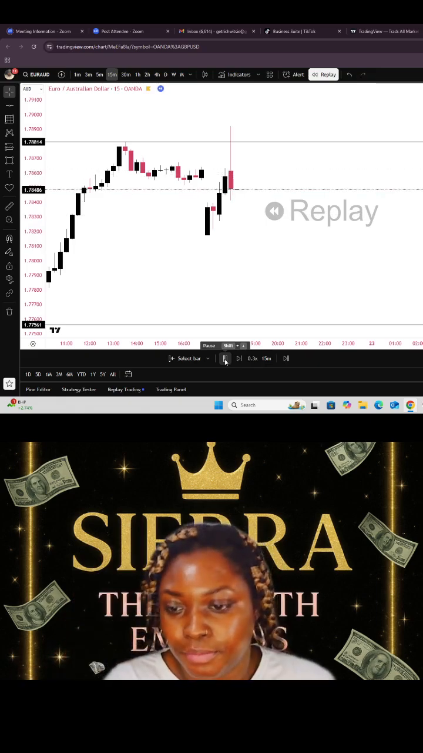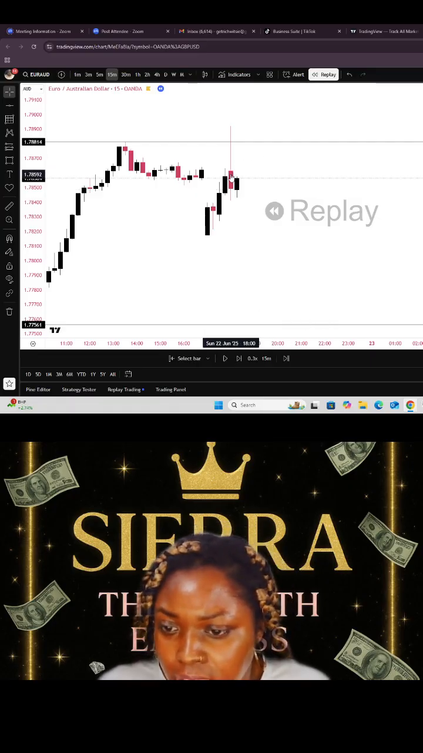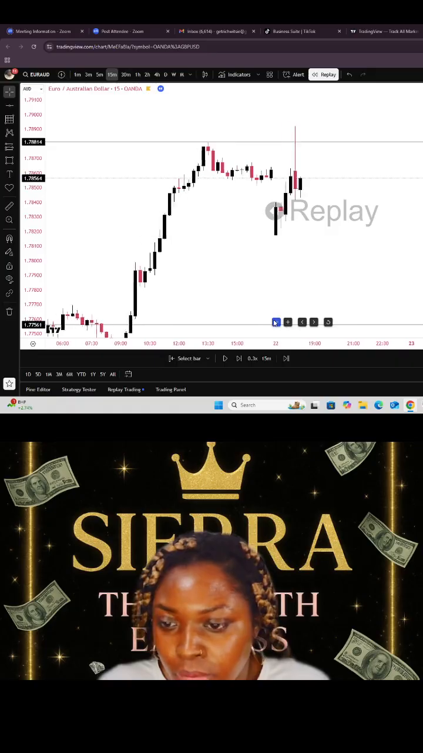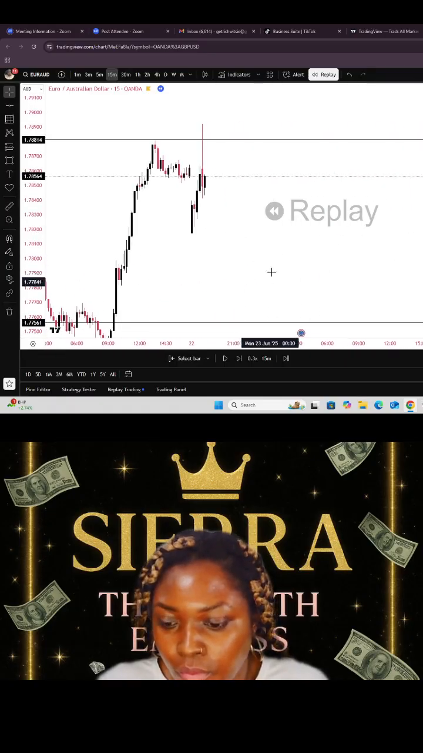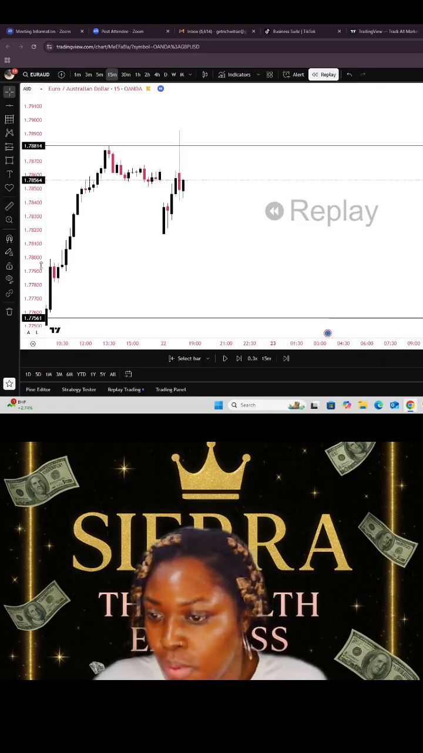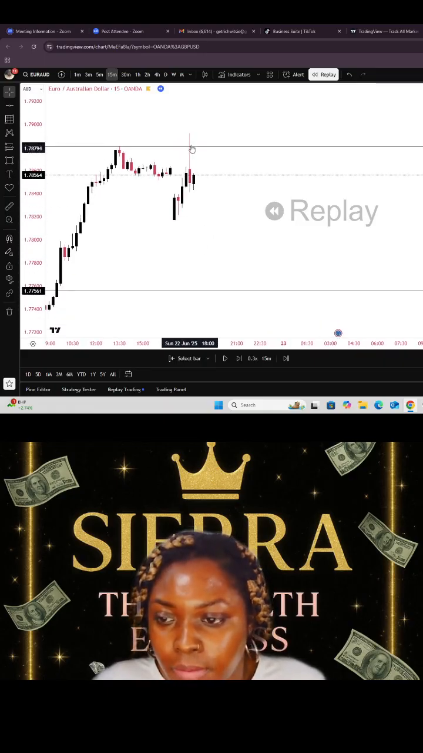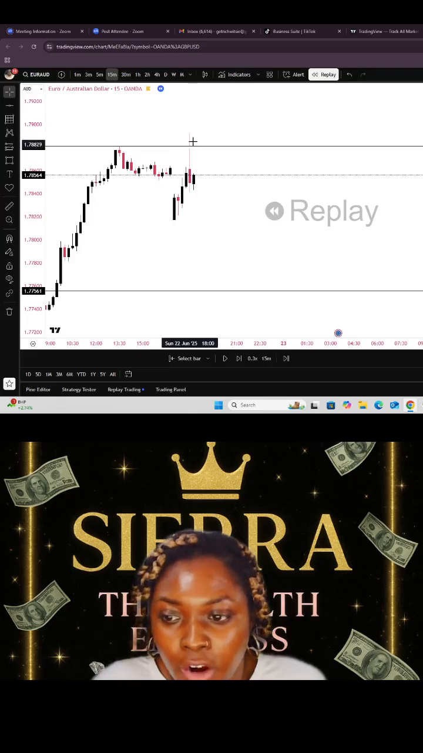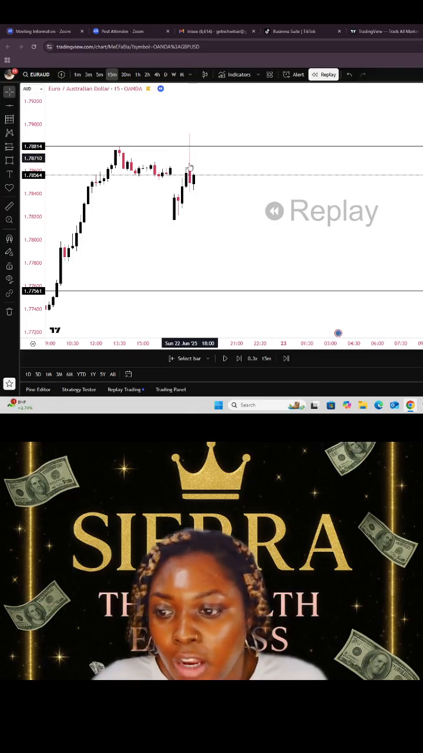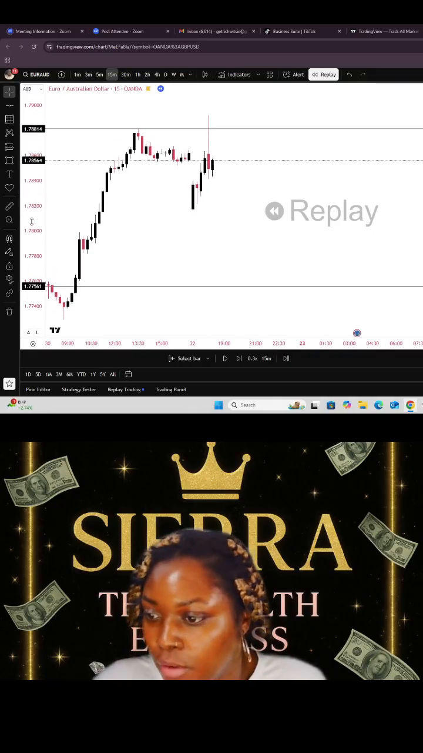Pause it. All right, this is Sunday evening. Price has traded up. It came outside of our zone and it closed back underneath our zone with a bearish movement and a pin bar candle.